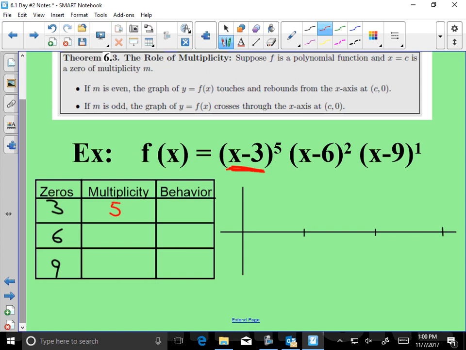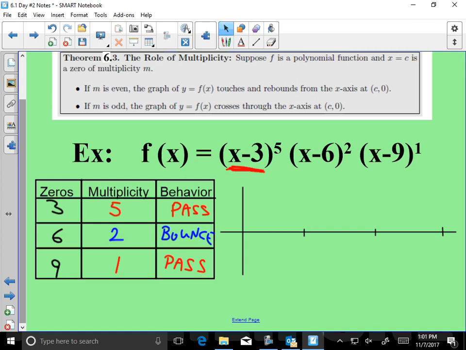If you have a multiplicity that's odd, what will happen is your polynomial will pass through that point. I'll show you what that means in a moment. So it'll pass through there. Do I have another odd degree? Yes, I do. 9 is a power of 1, so its multiplicity is 1, so it will pass through that point as well. Now, the 6 has an even power, so its multiplicity is even, therefore it will bounce at that point. So let's make some sense out of this.